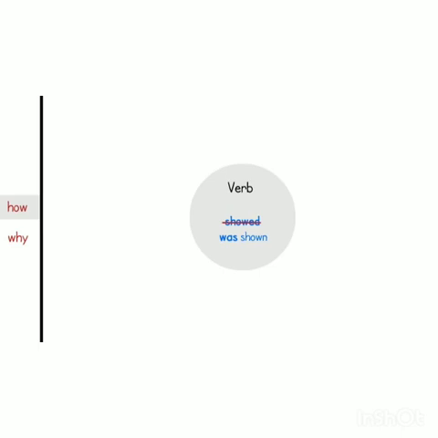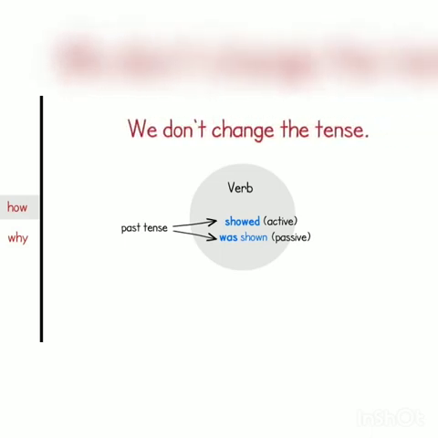Always remember that the subject and the verb form the nuclear part of the sentence. Showed changes into was shown. Both are past tenses. Showed is the active and was shown is the passive tense. We do not change the tense, remember.